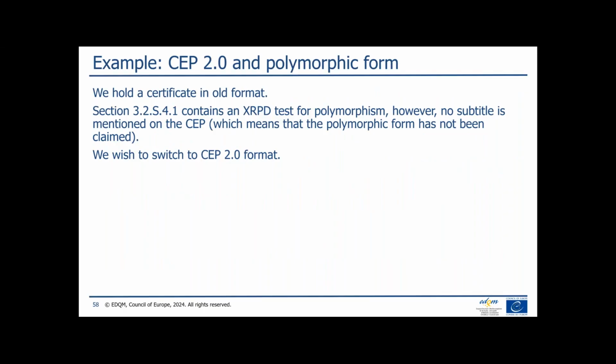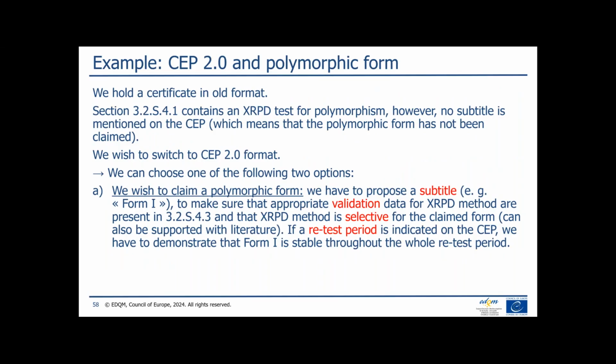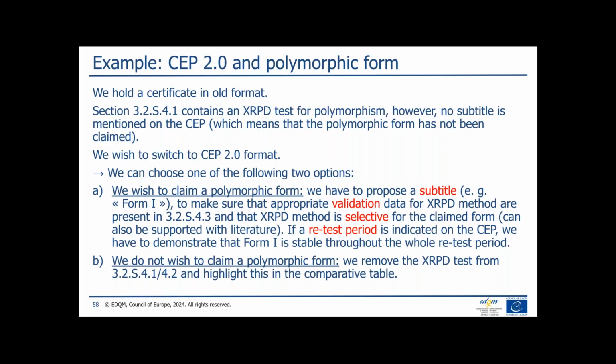For polymorphic forms, there are two options. If you have a mention of a polymorphic form in your dossier before, and now with SEP 2.0, you're wondering what to do, there are two options. Either you claim the form and provide a suitable package of information, or you remove this mention of polymorphic form and the test from specification completely.